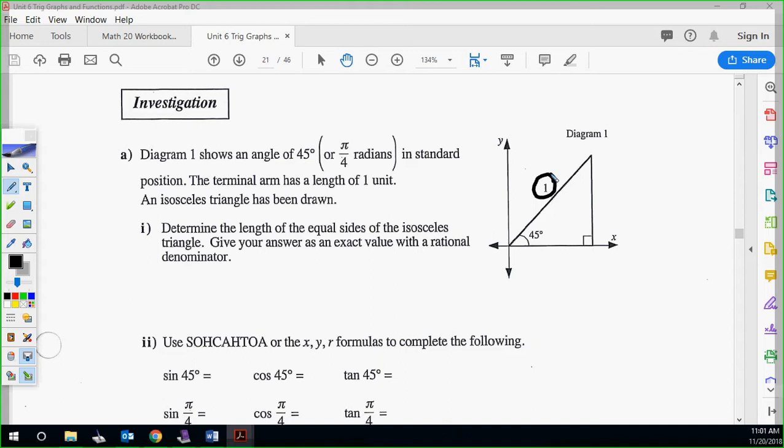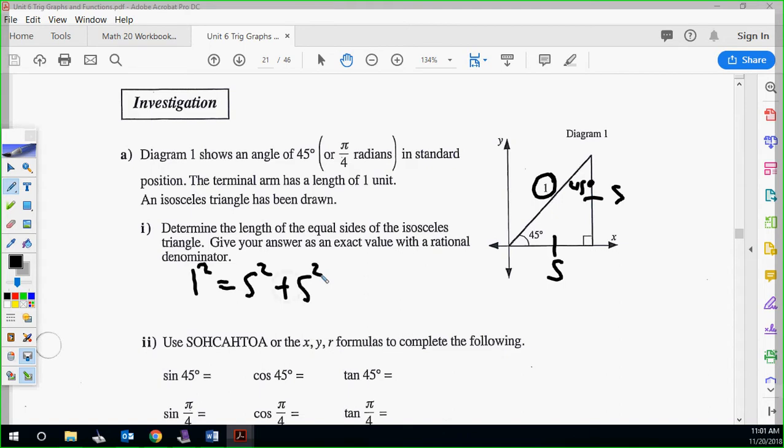If this is 45, that's 90, and this is 45. What do you know about their sides? They're equal, right? A 45-45 triangle has equal legs because they have equal angles. So if we call this S and S, we could still use the Pythagorean Theorem. We would say 1 squared equals S squared plus S squared.